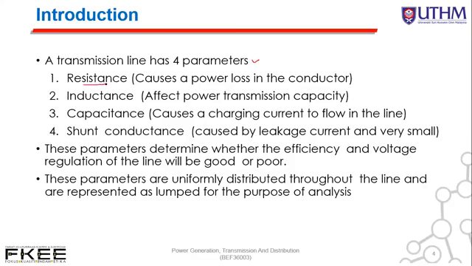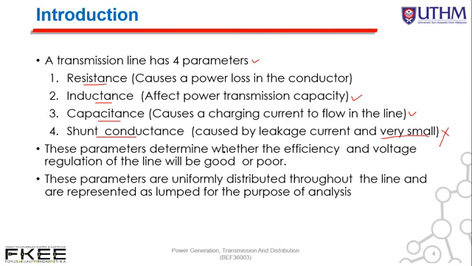First is resistance. Resistance causes power loss in the conductor due to their I squared R losses. Second, inductance, which affects the power transmission capacity. Third is the capacitance that causes a charging current to flow in the line. And fourth is the shunt conductance, caused by a leakage current, and it is very small, so it can be negligible. So we will not discuss shunt conductance further in this topic.